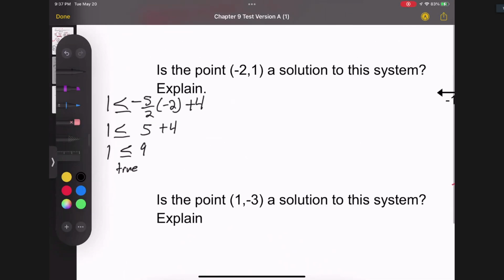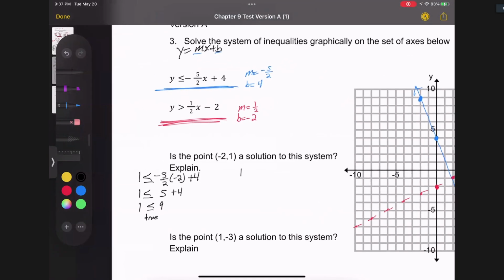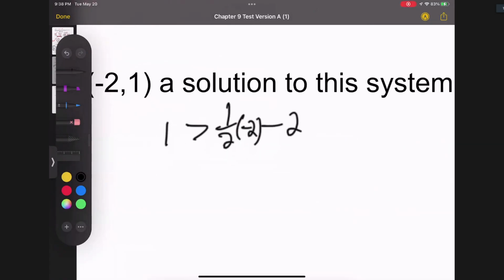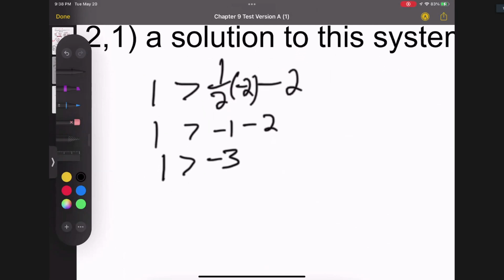This side over here, you're going to plug in 1 for y, the other equation, the red one now. This is going to be 1/2 x minus 2. Whoops, I forgot to include the x. The x is -2. So -2 times 1/2 is going to be -1 minus 2. This is going to be -3 on the right side, and nothing changes on the left. Is 1 greater than -3? Yes, it is. This is going to be true.